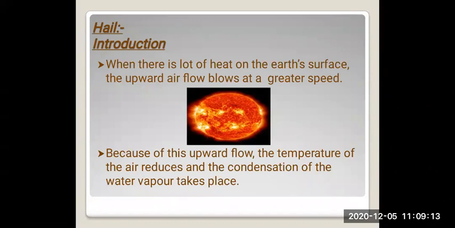Yes, when there is a lot of heat on the Earth's surface, what happens? The air flows at a greater speed. That time you can see the temperature of the air is reduced, and then the condensation of the water vapor takes place. That time you can see the dark clouds are formed.